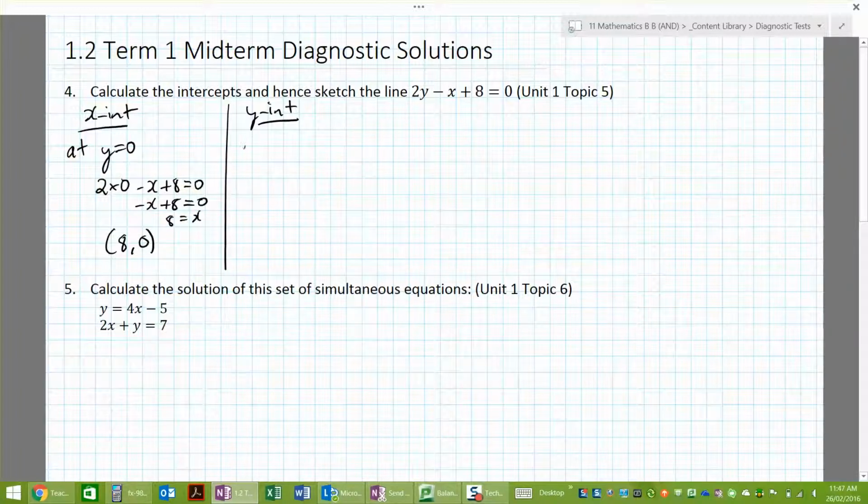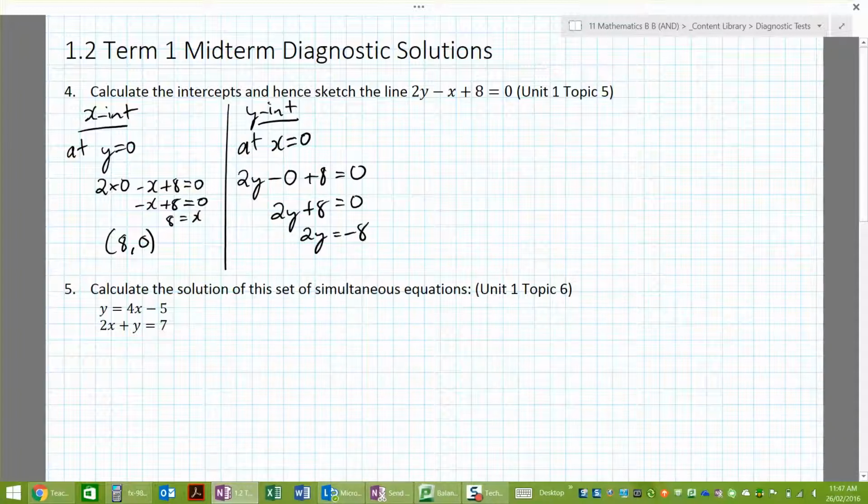For my y-intercept, that occurs at x equals 0. So 2y minus 0 plus 8 equals 0. So 2y plus 8 equals 0, 2y equals minus 8, y equals minus 4. So the y-intercept is (0, -4).